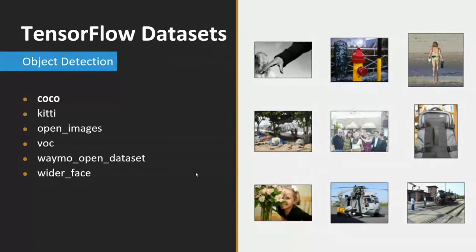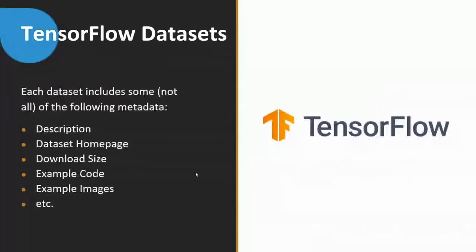So each of the data sets does include some, but not necessarily all, of the following metadata. There'll be a description of where it comes from. There'll be a home page, the download size. You'll know how long it's going to take you, if it's going to be gigs and gigs of data, or if it's going to be something small like the MNIST. And then example images, and then some code, hopefully, to show you how you should be calling it, what the shape of the images are, those sorts of things. It's not always there, but it's a good place to start, to be able to start downloading the data.